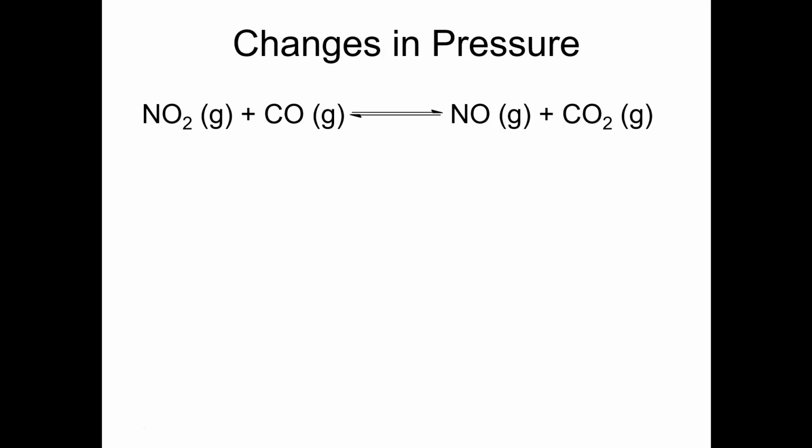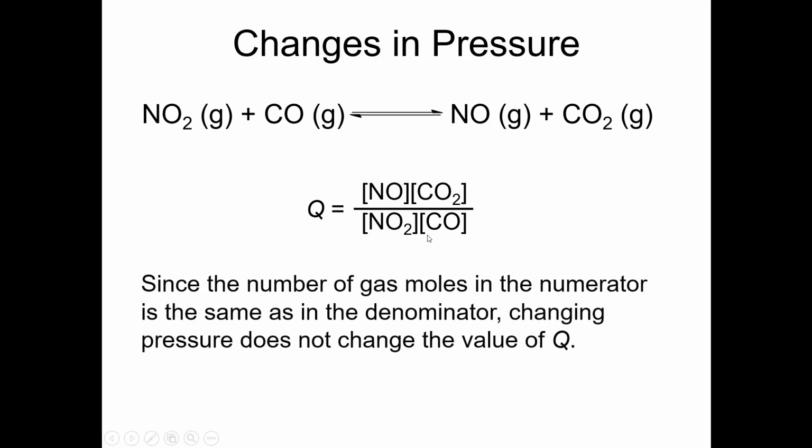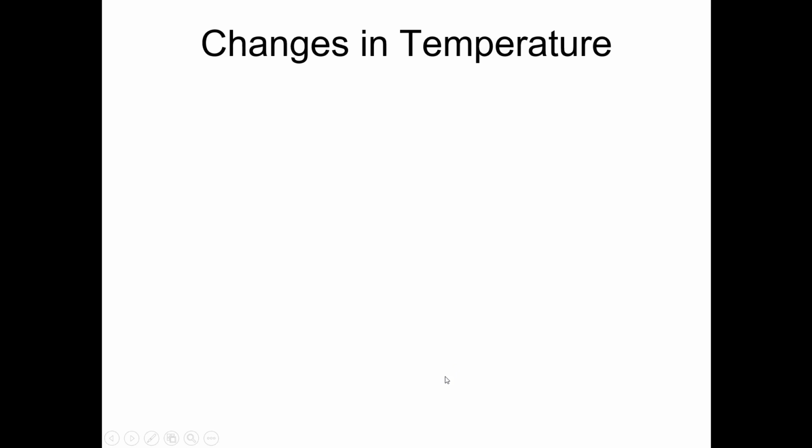What if I've got a reaction like this one in which there are equal numbers of moles on either side of the equilibrium arrow? You'll notice again in the equilibrium constant expression, there are two concentration terms in the numerator, two concentration terms in the denominator. If I have the same number of gas moles on both sides of the equation, that means I've also got the same number of gas moles in the numerator as I have in the denominator, then changing the pressure does not have any change on the value of Q.